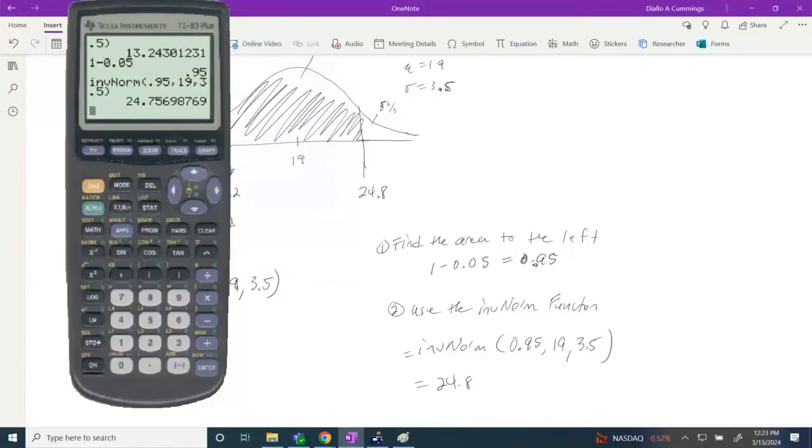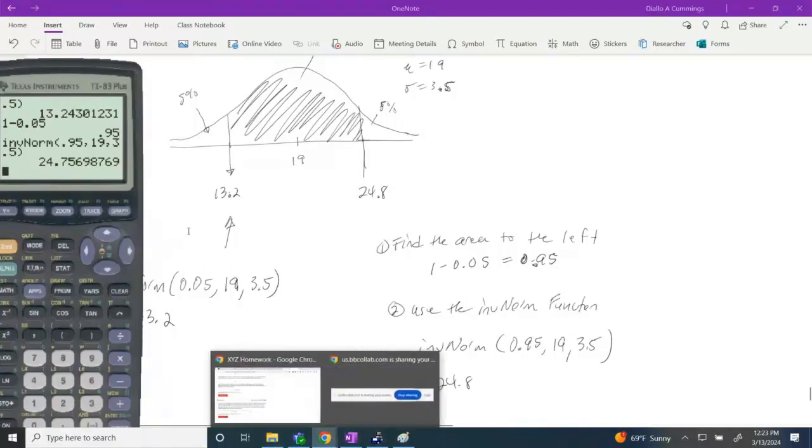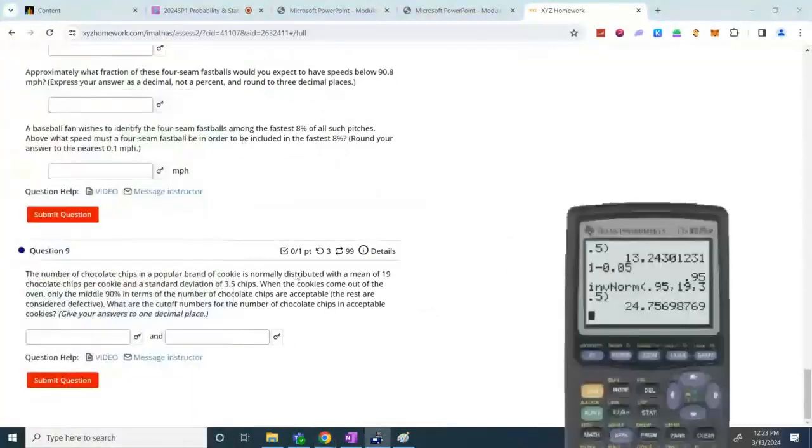So that means, and I guess in actuality we'd round these because you couldn't have 24.8, you'd have to have 25, but we're going to use the rounded values. So that means if you have more than 24.8 chocolate chips in a cookie, they're going to disregard those because that's too many. So that's where the 13.2 and the 24.8 come in.